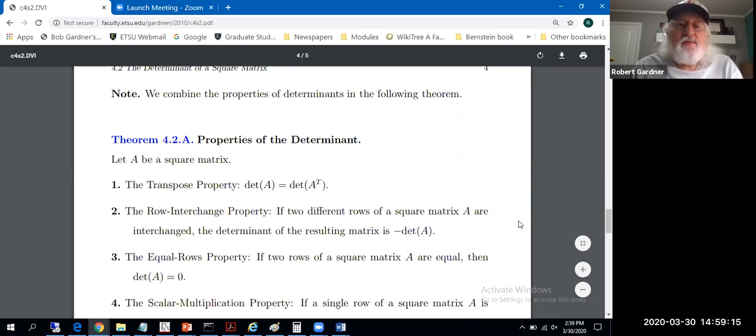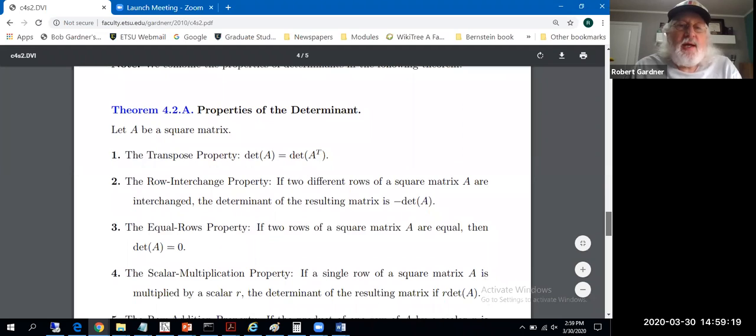The properties of determinants, as stated in theorem 4.2.a, are as follows. So this is going to tell us, in particular, how elementary row operations change determinants. And the good news is they do change it sometimes, but they don't change it a whole lot.